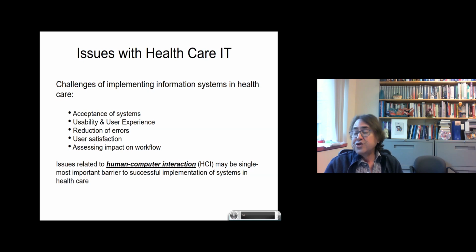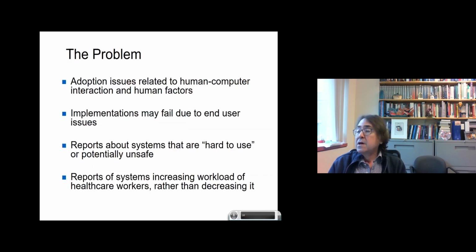And our argument is that issues around human factors and human-computer interaction are not the only barrier to successful implementation of systems, but are probably the single most important barrier. So I've laid out the problem: adoption issues, implementation failure, reports of systems hard to use or potentially unsafe, and last but not least, reports of systems that were put in place to automate, but that may actually have increased workload rather than decreasing it.